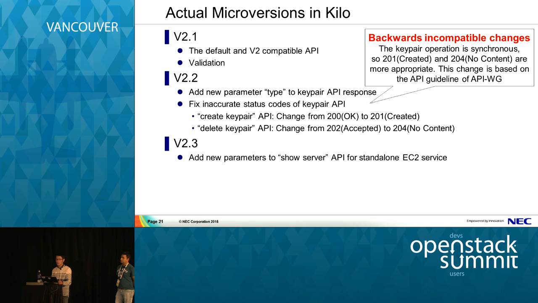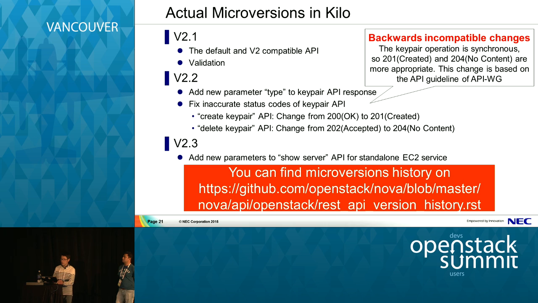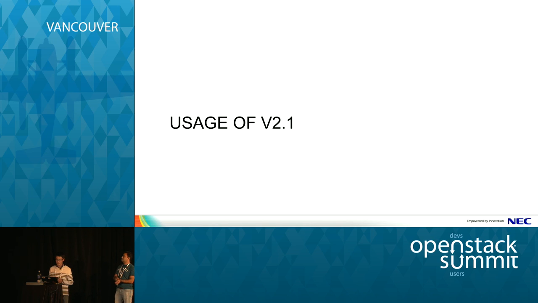The last microversion of Kilo is v2.3. A new parameter is added to the show server API for the standalone EC2 API service. In Liberty also, we have many blueprints which require API changes. So the number of microversions will continue increasing. The microversion history is described in this file. Sorry, too long. This file will help for catching the microversion history. The main features of v2.1 are mentioned, so here is how to use the v2.1 API.